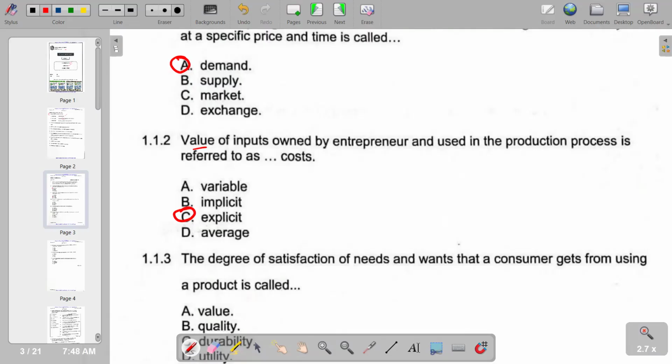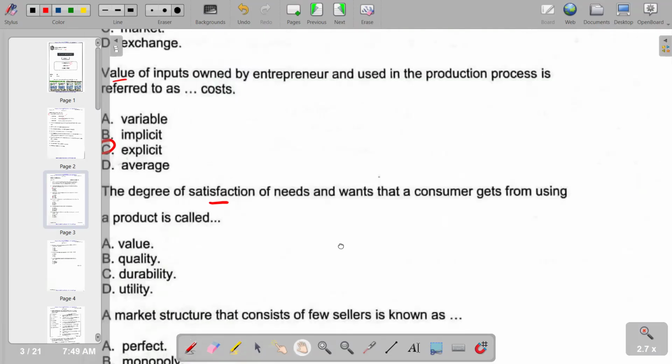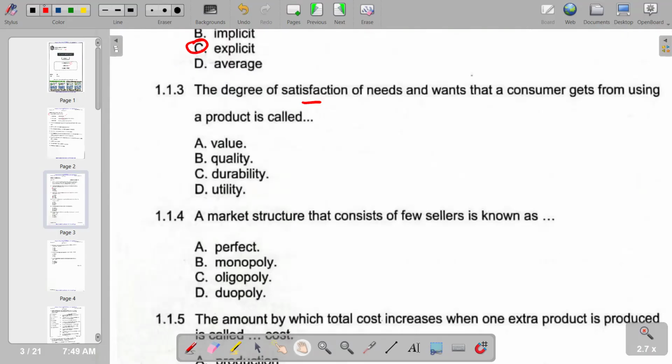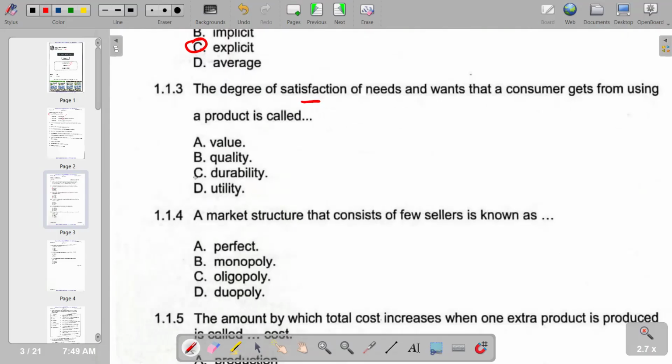So we have 1.1.3. The degree of satisfaction of needs and wants that a consumer gets from using a product is called. Remember, this is satisfaction that is gained, and we know that this is related to utility. So we have utility, D, as the correct response. Then we move on to 1.1.4, a market structure that consists of few sellers is known as, we know that this is an oligopoly. An oligopoly is associated with a few firms. Then we have C as our correct response.